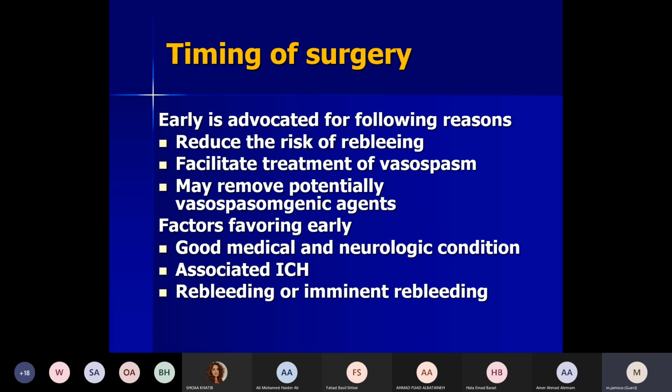Timing of surgery, as we mentioned, we prefer to do early surgery, because we need to prevent rebleeding or re-rupture of the aneurysm, which usually occurs mainly within the first 3 days. So we prefer doing early surgery.